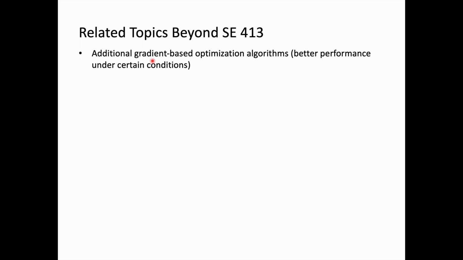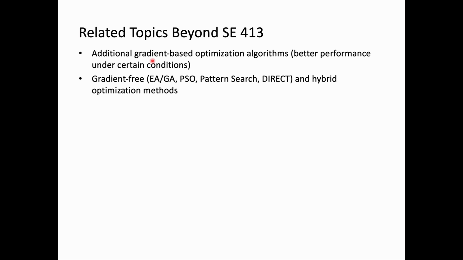These are essentially derivatives for multivariate functions, and the optimization algorithms we're going to learn about primarily in this class rely on gradient calculations, and that can really speed things up. You can also learn after this class more about gradient-free methods. So things like evolutionary algorithms or genetic algorithms, particle swarm optimization, pattern search algorithms, direct or directed rectangles. It's a global optimization method.